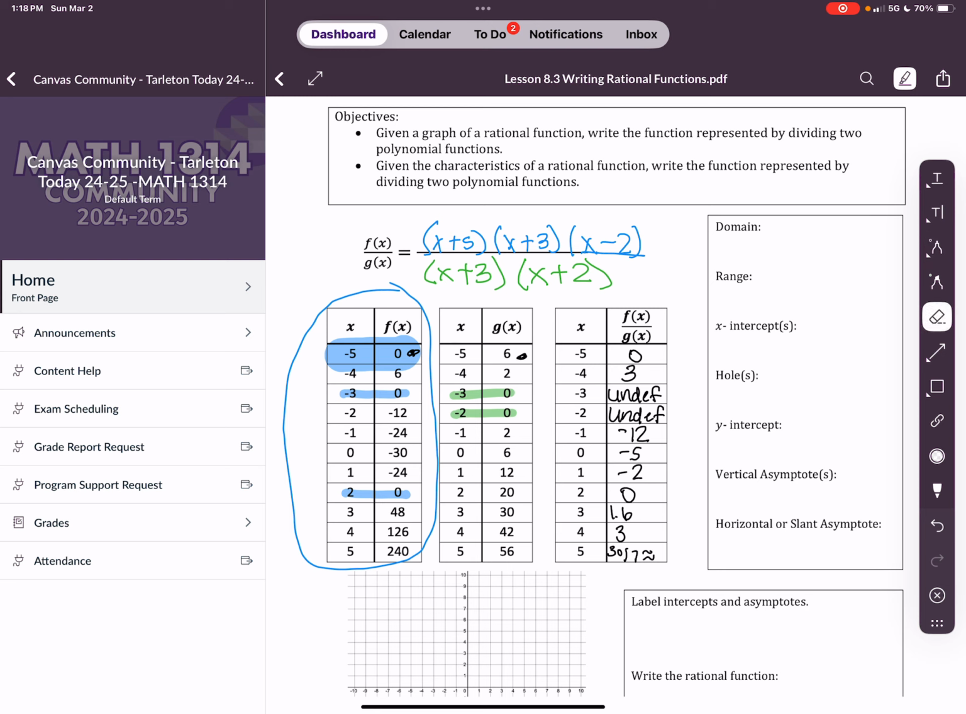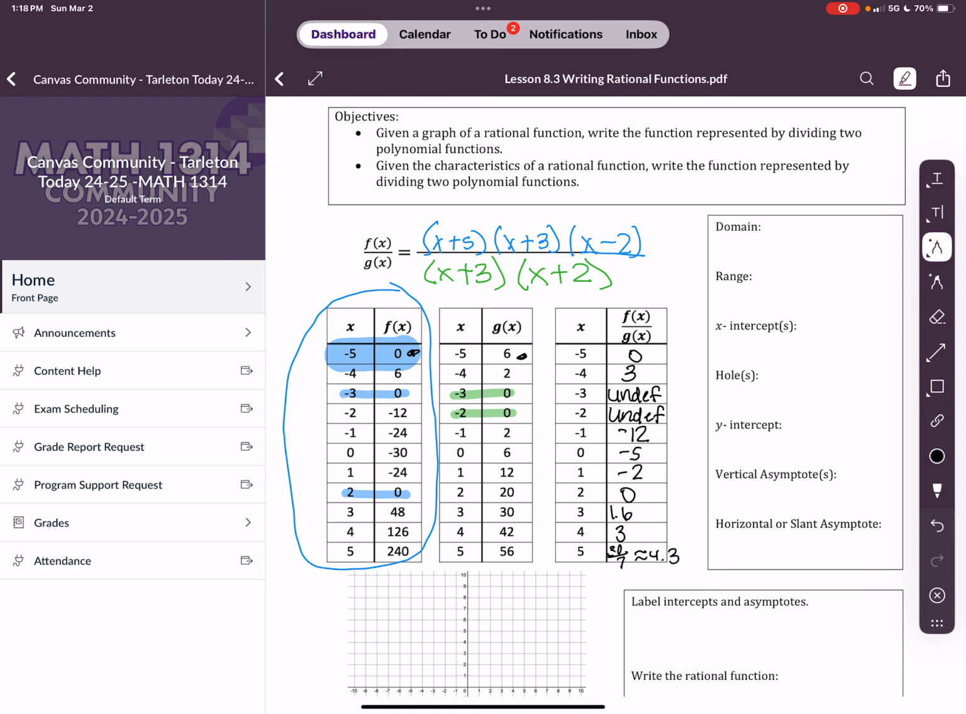That is 30/7, by the way, not 31/7. So 30, let me do it this way, over 7, which is approximately 4.3, okay? All right, so now we have our table value of our rational function here, our f of x over g of x.